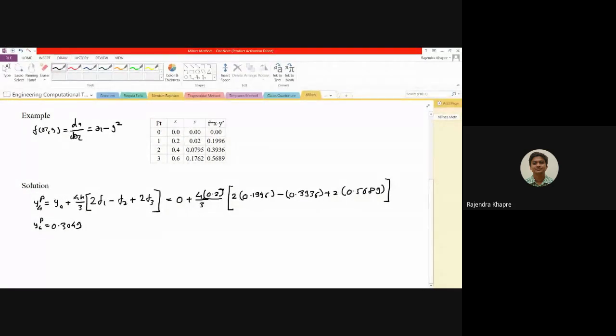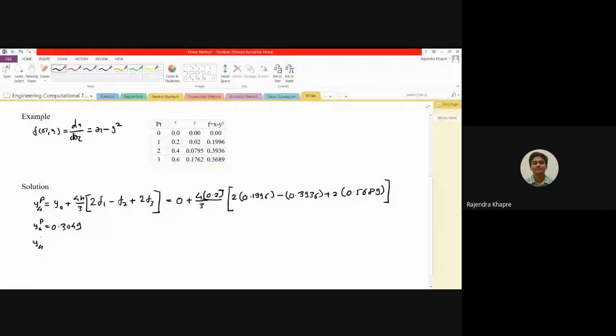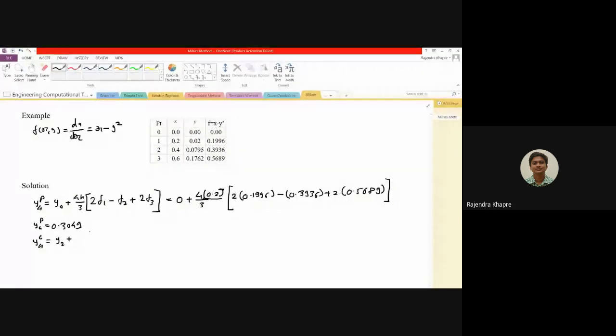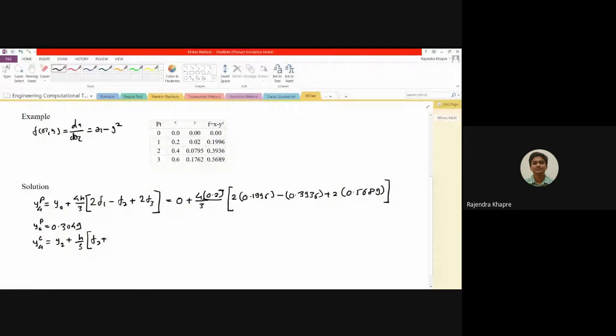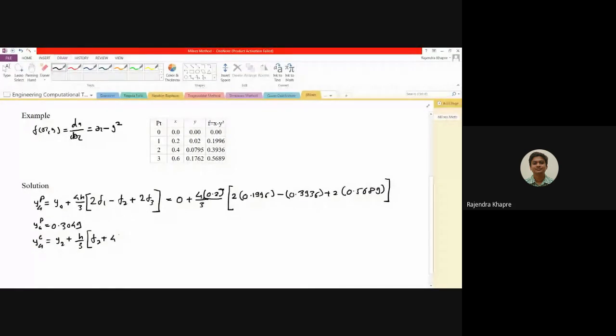0.3049. Remember, this value is a predicted value. This is not the correct value, this is a predicted value. So we have to apply a correction to it using an equation given by Milne's. So y4 corrected will be y2 plus h by 3 into f2 plus 4 times f3 plus f4.